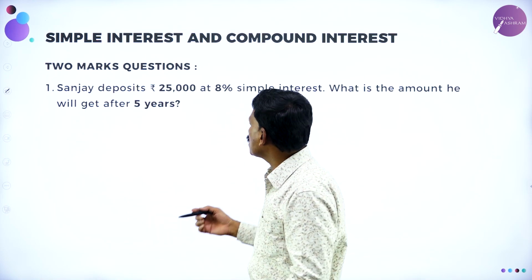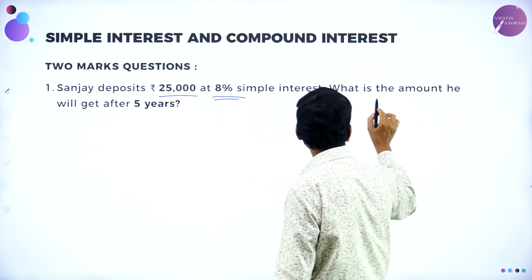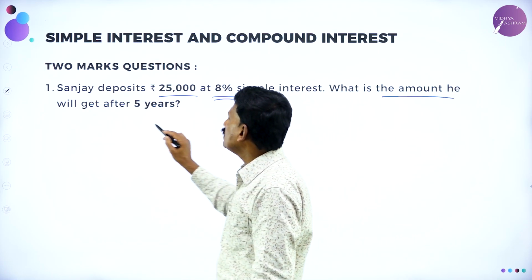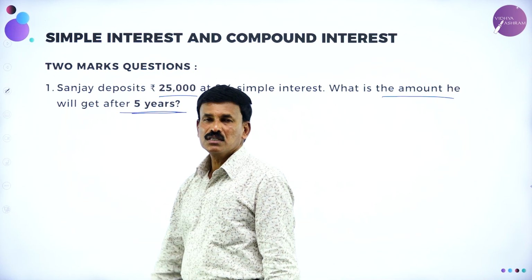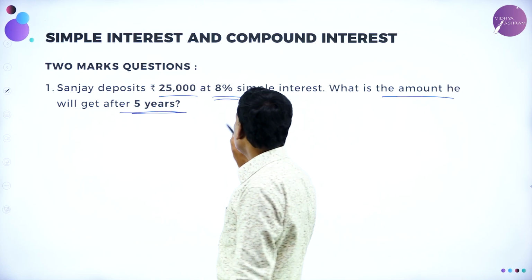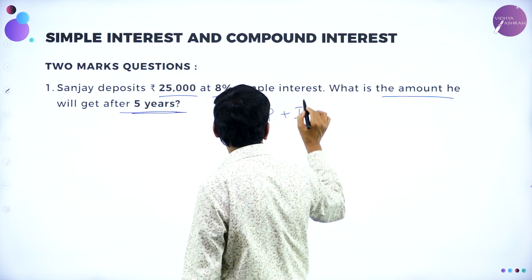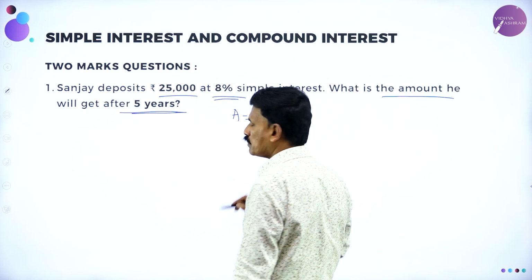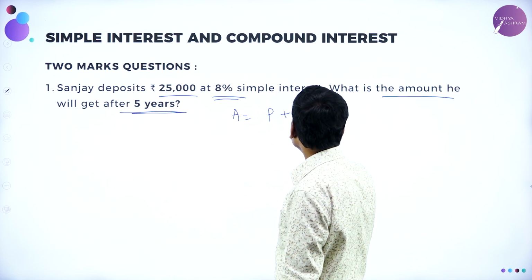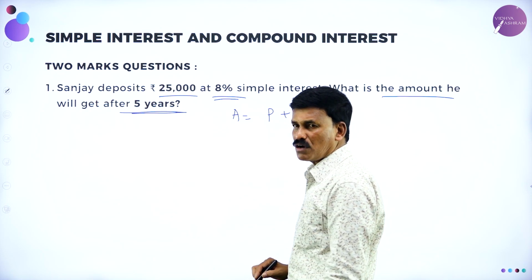Sanjay deposits rupees 25,000 at 8% simple interest. What is the amount you will get after 5 years? To find the amount, we have to find out the simple interest. What is the formula for amount? Amount is equal to principal plus the simple interest, SI. Principal plus simple interest will give the amount.